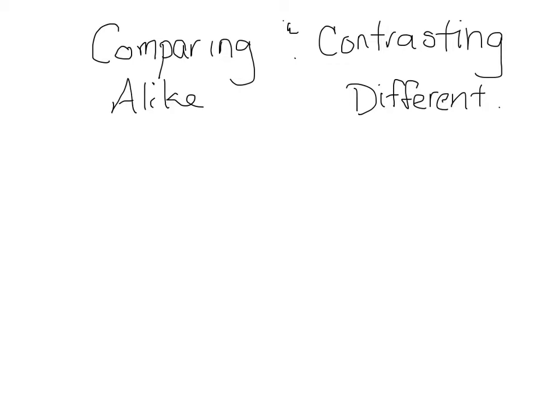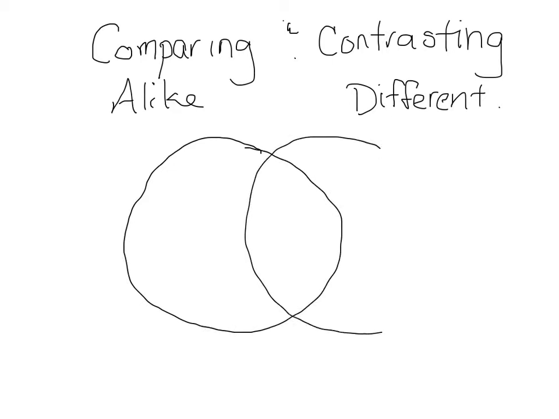You probably also saw a chart like this. We call this a Venn diagram. And in the center is where we would put how two things were the same or alike. And then on the outside, we would write how they were different.